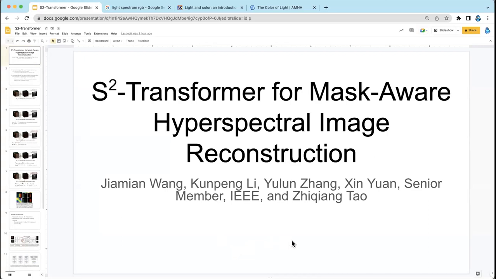So this week we are trying to study a paper, S2 Transformer for mask-aware hyperspectral image reconstruction, by Jiamin Wang, Kunpeng Li, Yuren Zhang, Xing Yuan. I actually learned a lot from this paper. I will talk about them.